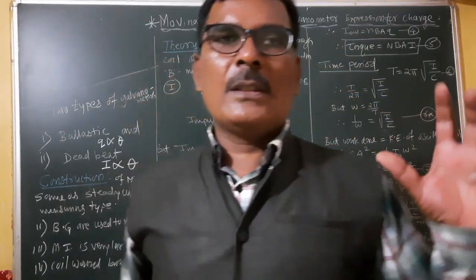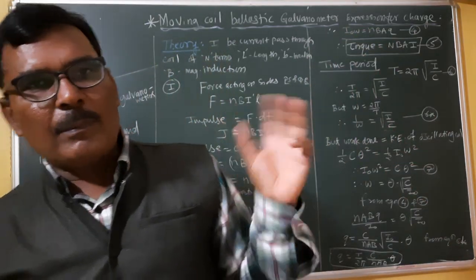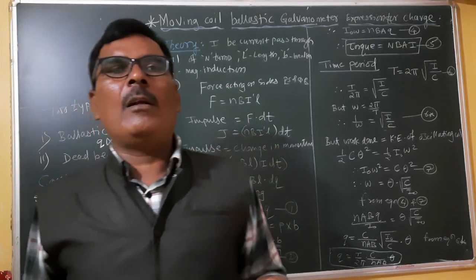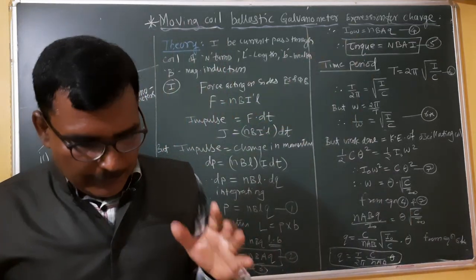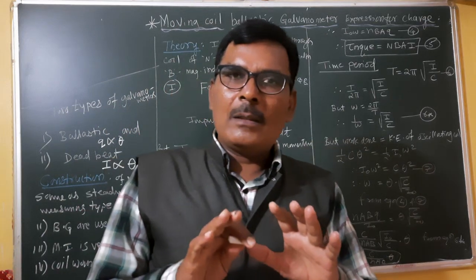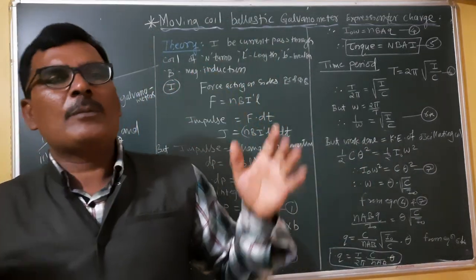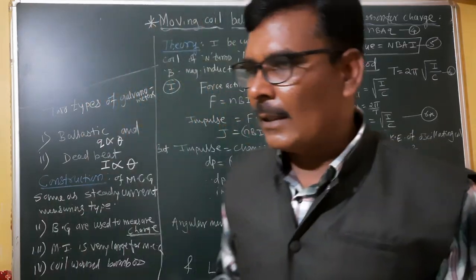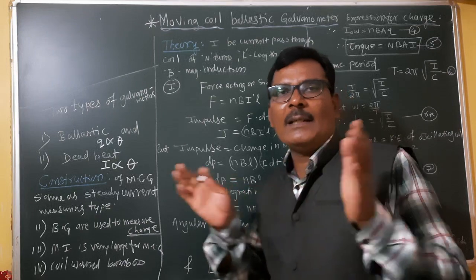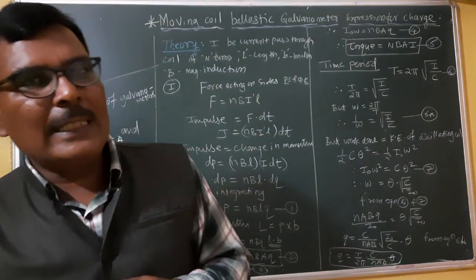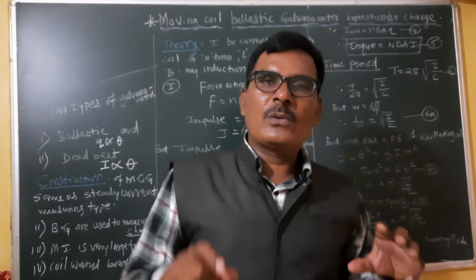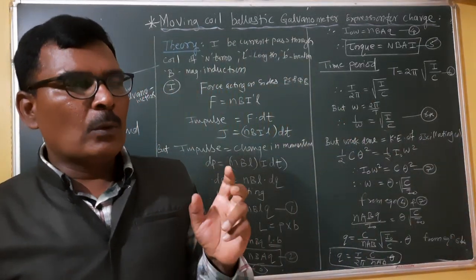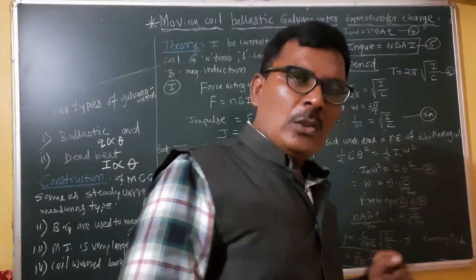Basically, we are going to discuss the different types of galvanometers, and specifically the ballistic galvanometer and the expression for charge. Generally, we consider two types of galvanometer: the ballistic galvanometer and the deadbeat galvanometer. In the deadbeat galvanometer, the current is directly proportional to the deflection theta. In the ballistic galvanometer, the charge is directly proportional to theta, which we have to prove here.